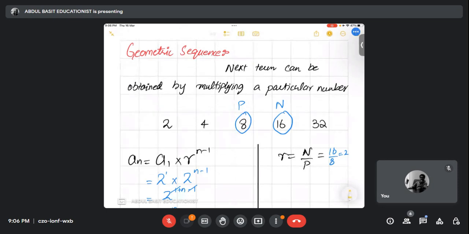So the formula for this sequence is an equals a1 times r to the power n minus 1. So there are two terms in this formula, a1 and r. And we are familiar with a1, which is the first term. Now what's r? R is the common ratio. It means that next divided by previous. You have to select two numbers randomly. For example, this is 16, it is my next one, and this is 8, this is my previous one. So 16 divided by 8 is 2. So that is what my r is.